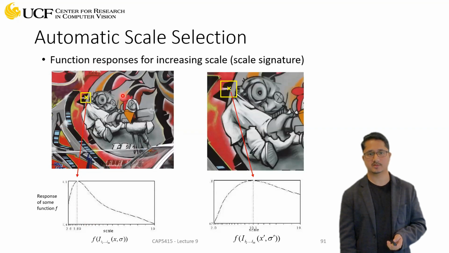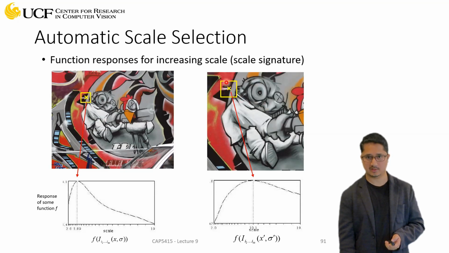And visually, as a human, you can see that whatever visual information you have inside this box actually matches perfectly with whatever information you have in this bigger box.